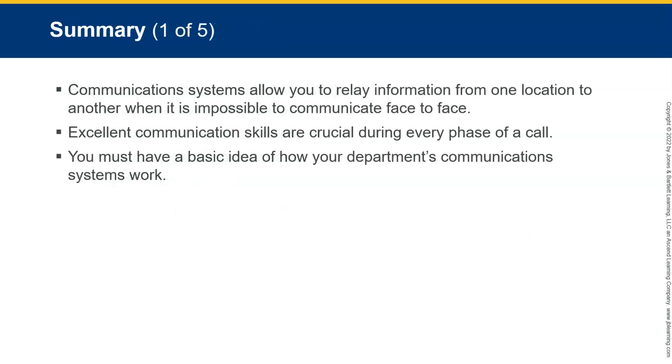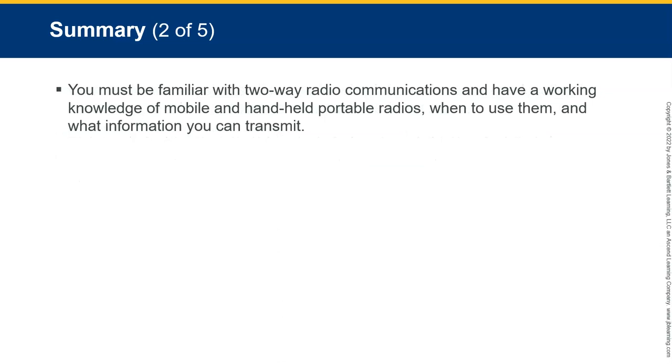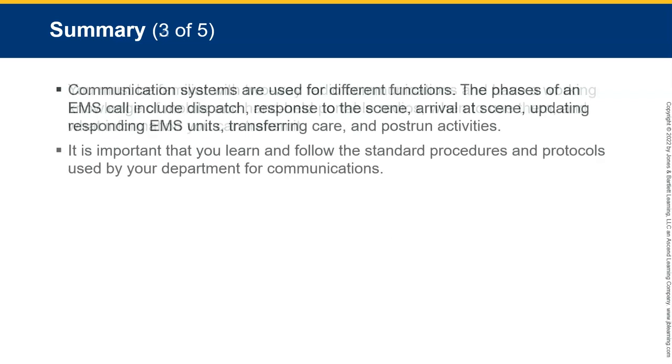So, summary, just quick little bullet points here. Communication systems, one location to another. It's going to be very important that we have excellent communication skills. The basic idea of how all of this works: when I push this button and I talk into this little box, then my people down on the other side of town hear the noise come out of the other little box. It might be a little more tricky than that, but whatever. So you must be familiar with two-way radio communications, having a working knowledge of all that. You need to understand that. I'm not asking you to know how to reprogram it. I'm not asking you to know how to fix it, but you need to know how to use it.